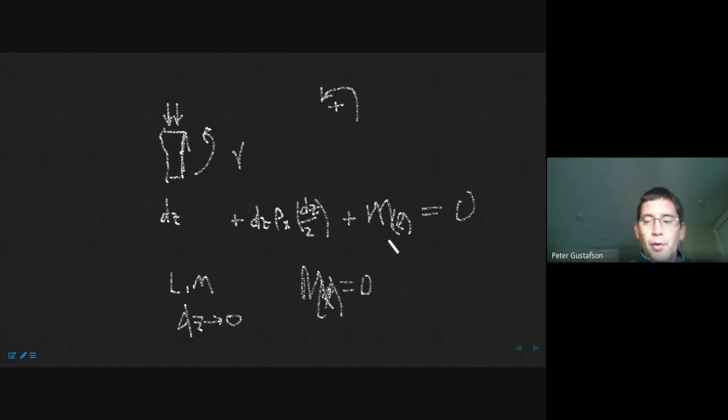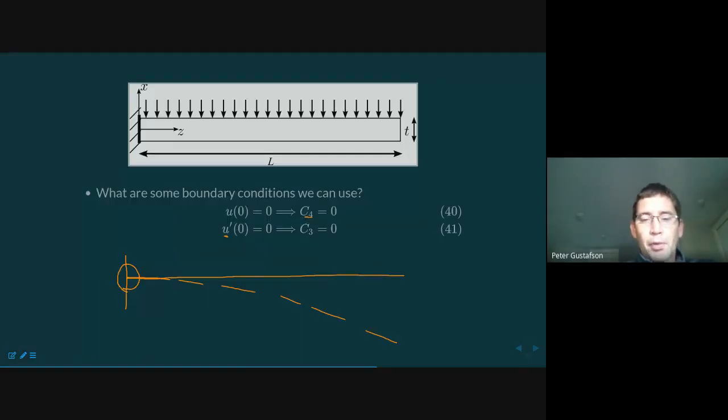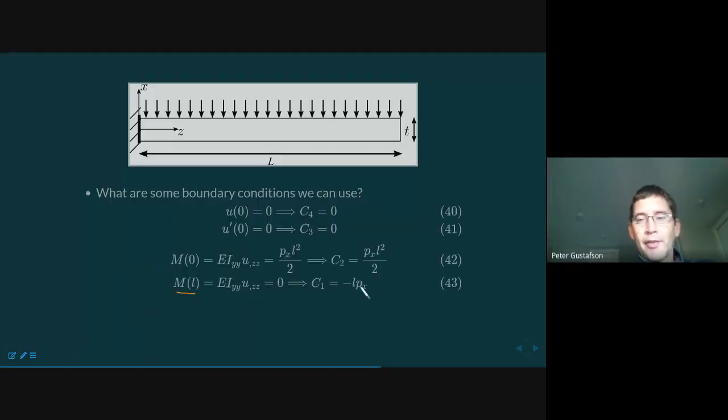Okay, so that's the logic that we apply when we say that the moment at the end is equal to 0. Another argument that can be made is we can look at the moment at the left edge. That's the moment at 0.